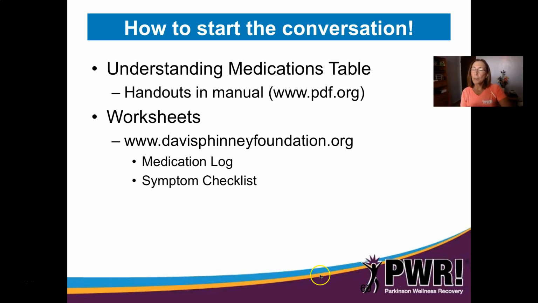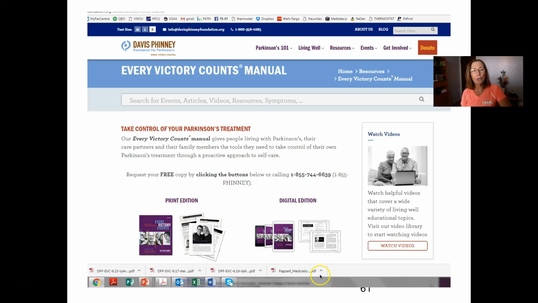You can also go to the Davis Phinney Foundation, and they have this amazing book I'm going to show you. You can get it for free. They ask for a donation. It's probably the best book of all this information I've ever seen. They have worksheets in there, medication logs. They have a way to track your symptoms and a checklist for your doctor. So, the Every Victory Counts manual, that's the name of it.